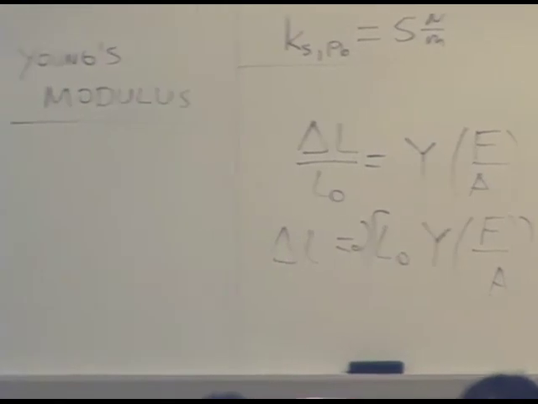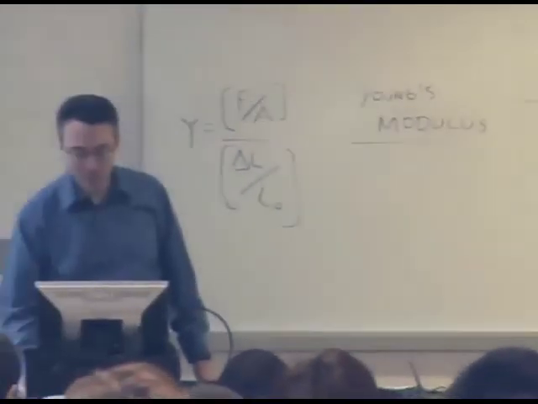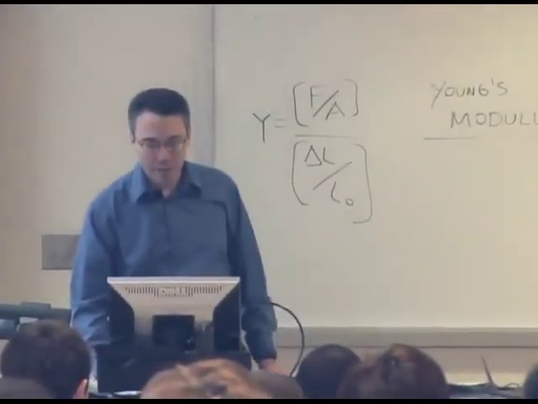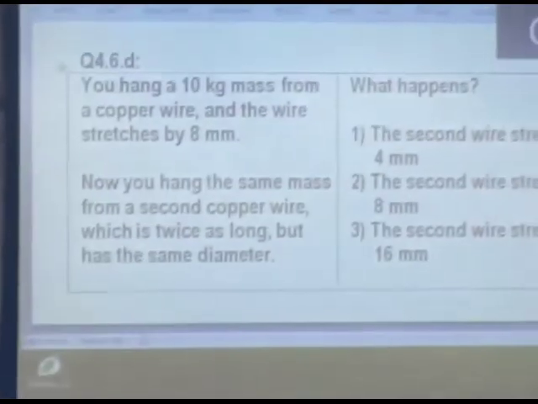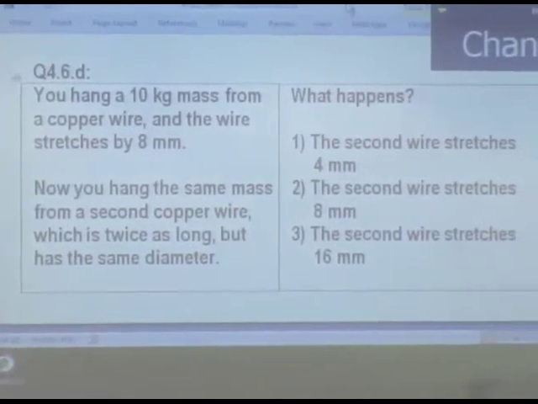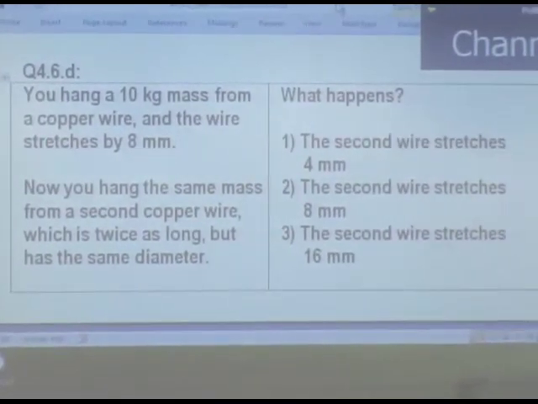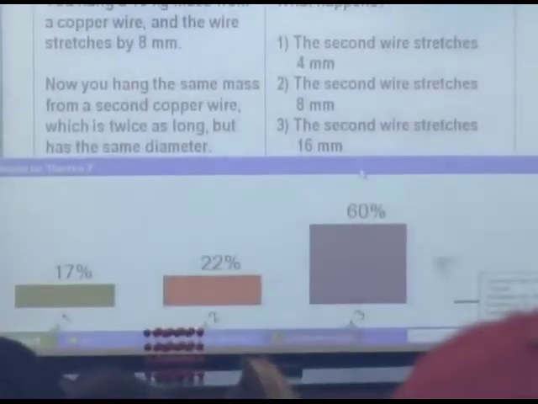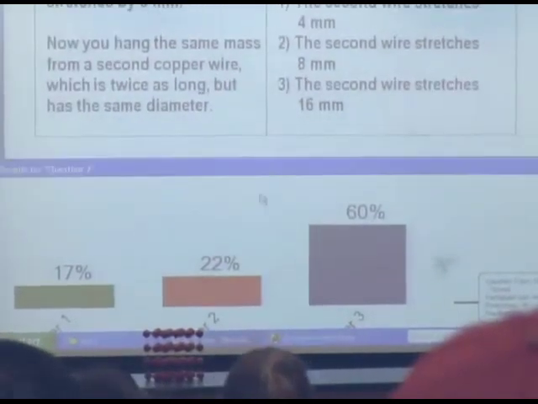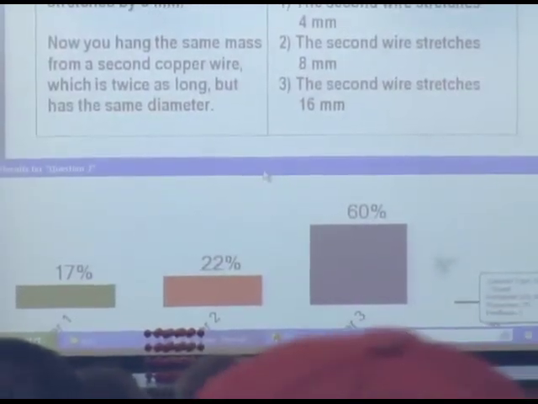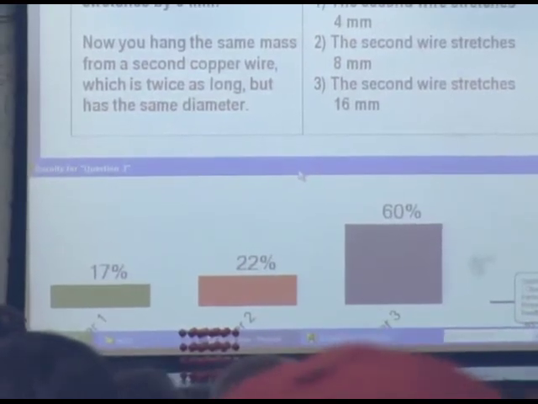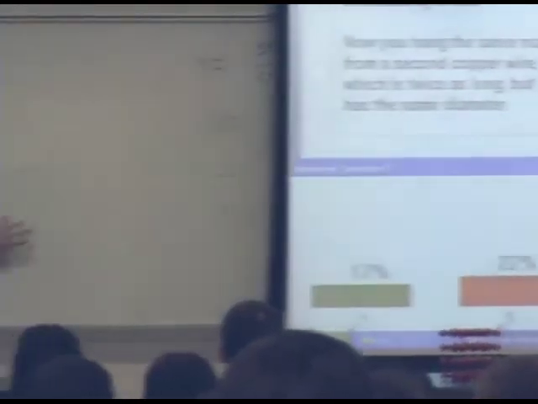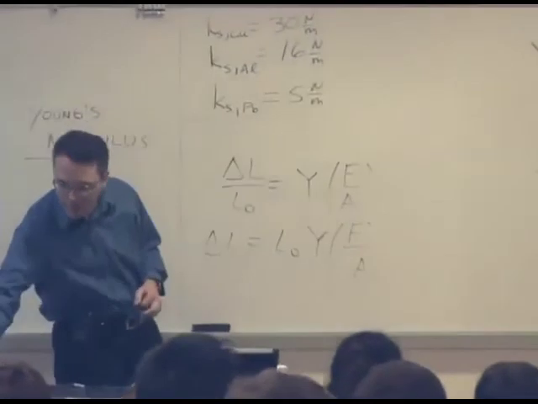Let's try one more. Skip that one. Let's go to this one. Same sort of idea. You hang a 10 kilogram mass from the copper wire. The wire stretches by 8 millimeters. And now you hang the same mass from a second copper wire, which is twice as long, but has the same diameter. So what's going to happen in this case? Okay, a little less unanimous this time. Well, let's see. We're still trying to figure out what happens to delta L. So we rearrange it so that delta L is over here.